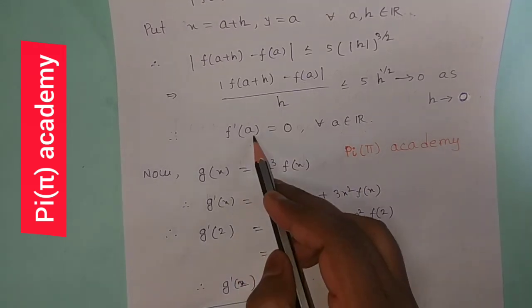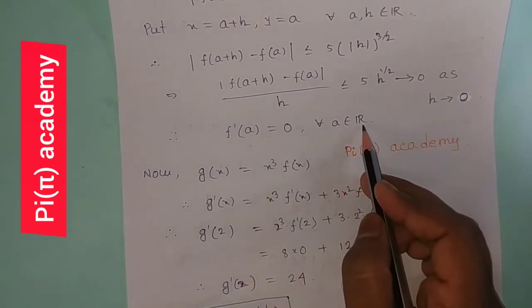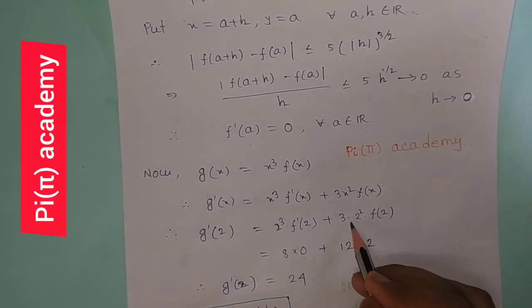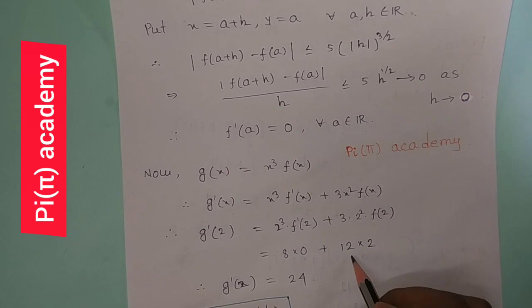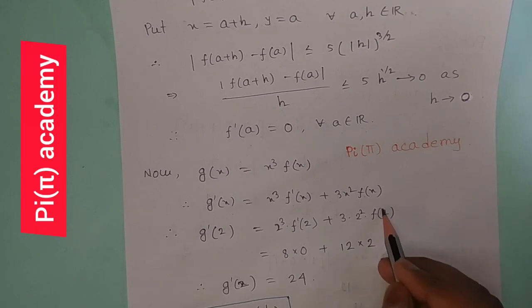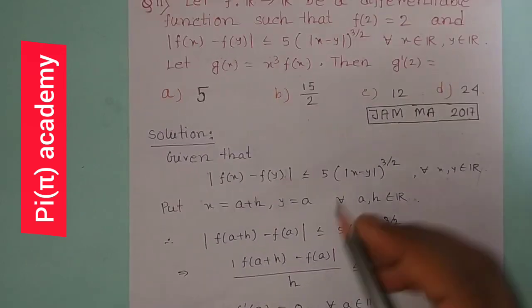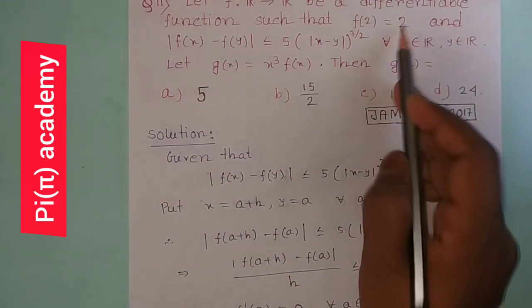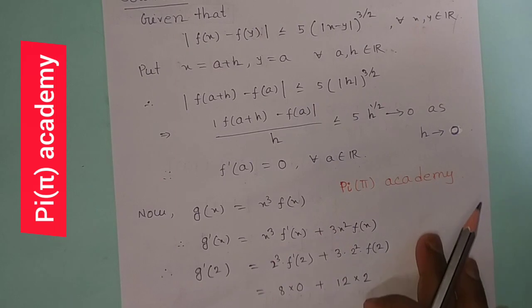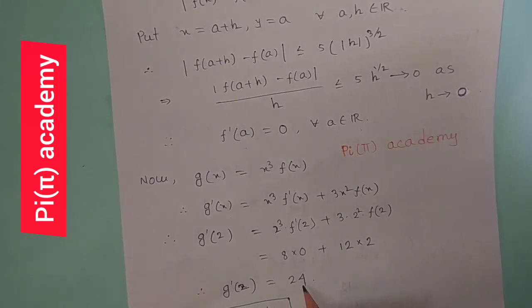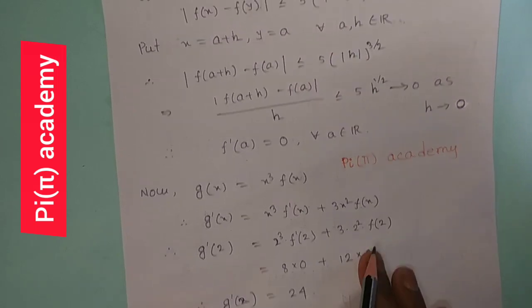Now f dash a equal to 0 for all a belongs to R, therefore f dash 2 is also 0, and this is 3 into 4, that is 12, and f of 2, and f of 2 equal to 2. It is given that f of 2 equal to 2, therefore we have g dash 2 equal to 24. Hence the option D is correct.